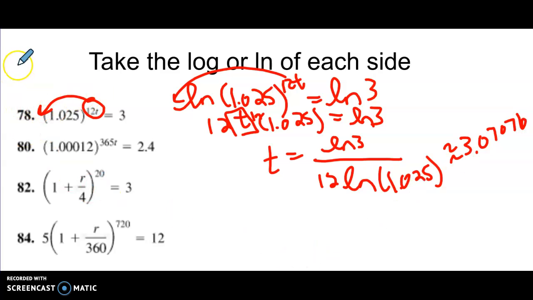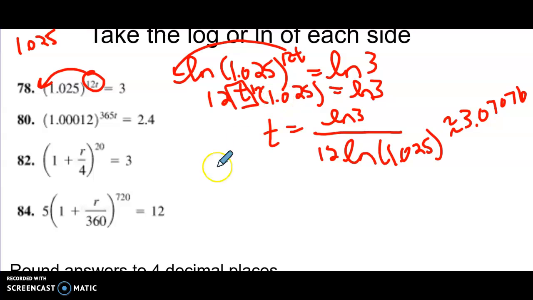Okay, so I'm saying that if I take 1.025 raised to the 12 times 3.07076 power, I should get pretty close to 3. So I might want to do that on my calculator as well, just to check my answer. Take 1.025 to the 12 times 3.07076 power, and you should get very, very close to 3.